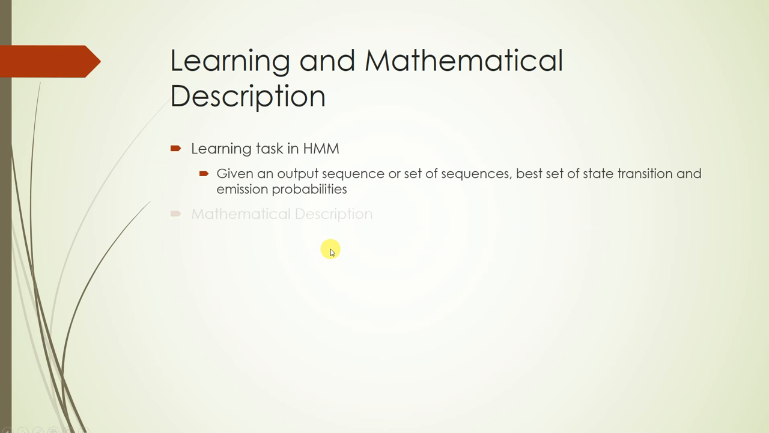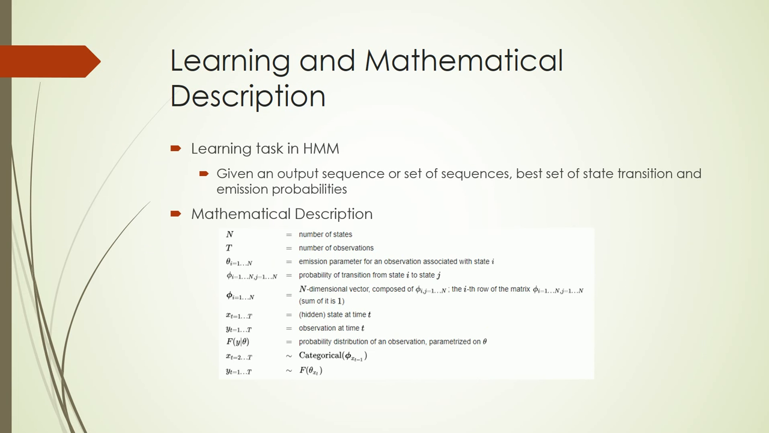Now let's talk about the learning and the mathematical description. The parameter learning task in HMM is to find, given an output sequence or a set of such sequences, the best set of state transition and emission probabilities. The task is usually to derive the maximum likelihood estimate of the parameters of the HMM given the set of output sequences.